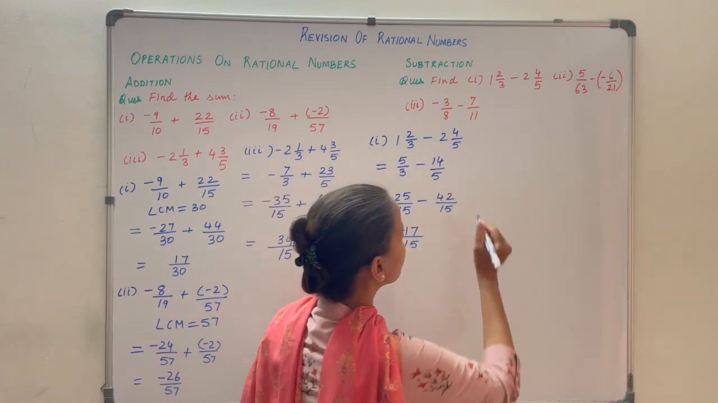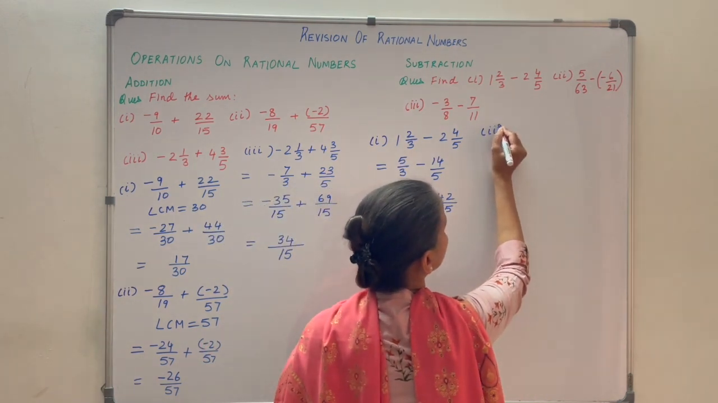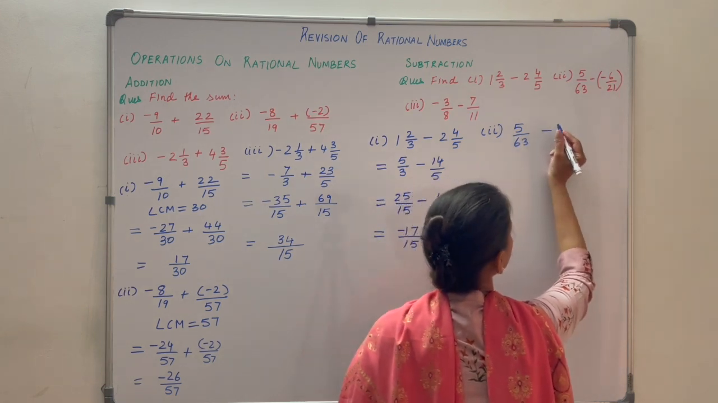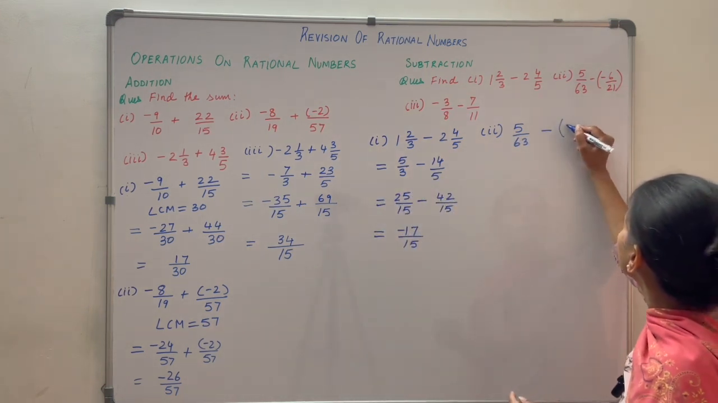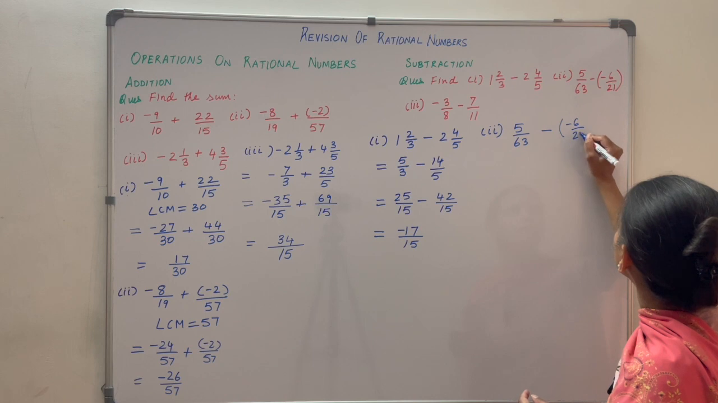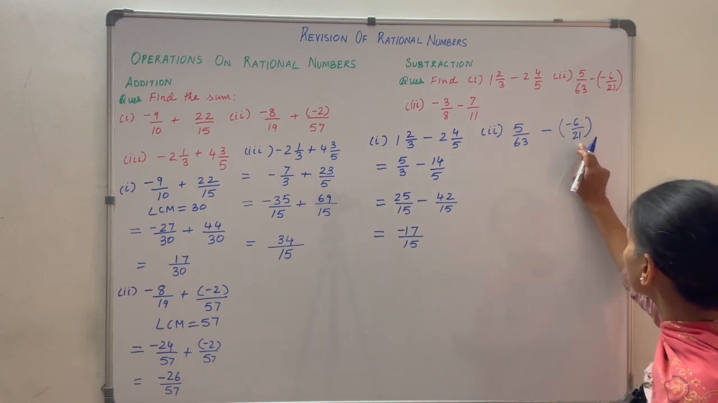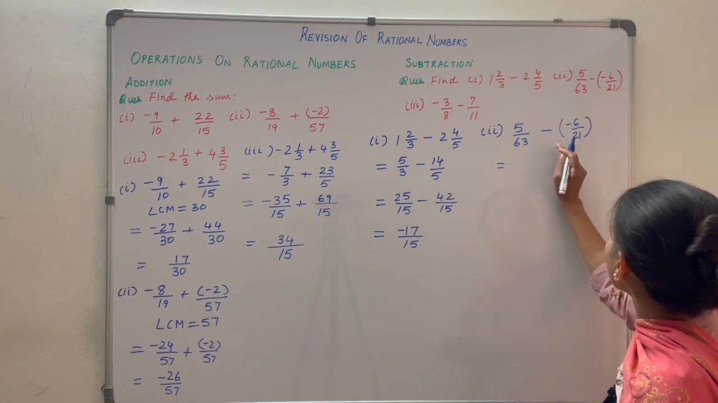Next one is 5 upon 63 minus 6 upon 21. So here you are subtracting a negative rational number. So first we will open the brackets.